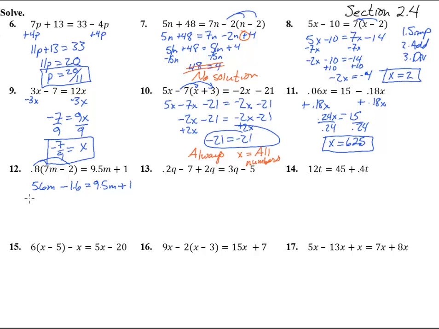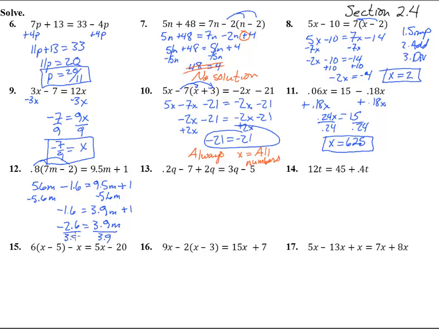So let's subtract 5.6m. Get rid of this one. Make sure we do it to the other side, 5.6m. So we have negative 1.6 equals 3.9m plus 1. Subtract 1 over here, we get negative 2.6 equals 3.9m. Good, we did our subtraction, so now we divide by 3.9.